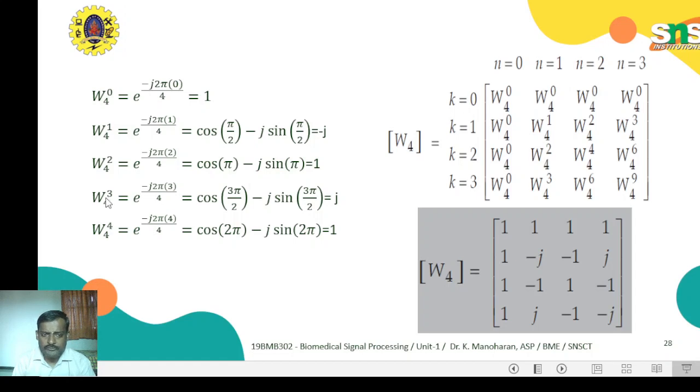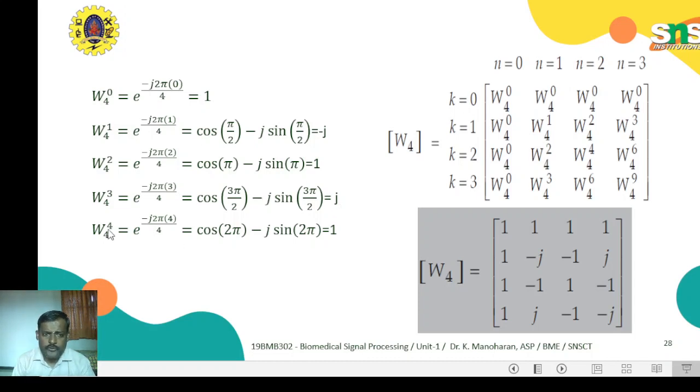Look at W4 of 3. This will be e power minus j 2 pi into 3 divided by 4. So 2 and 4 can be cancelled, and you get e power minus j 3 pi by 2, with that as theta. The expansion will be cos 3 pi by 2 minus j sin 3 pi by 2. Cos 3 pi by 2 will be 0, and sin 3 pi by 2 will be minus 1. So minus 1 into minus j, you get a plus j here.